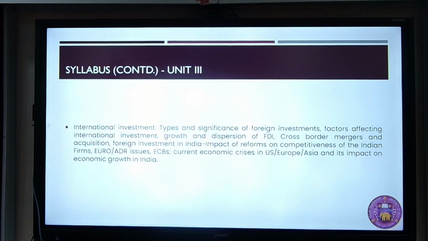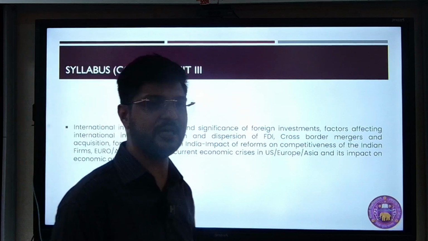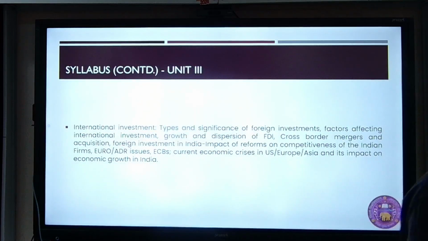We've already discussed different kinds of foreign investments. You must be aware by now. What are those, Bharat? FDI, FII, FPI. You also have qualified portfolio. I'll come to that also. But broadly, what do you think is the significance or importance of international investment? Why is it beneficial?